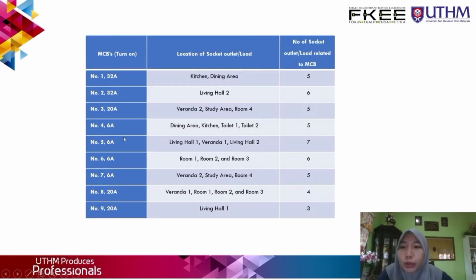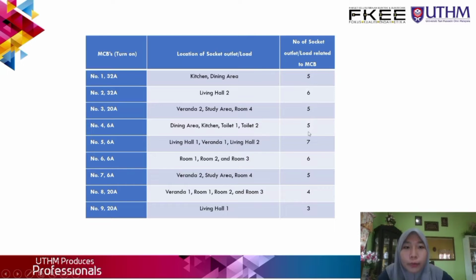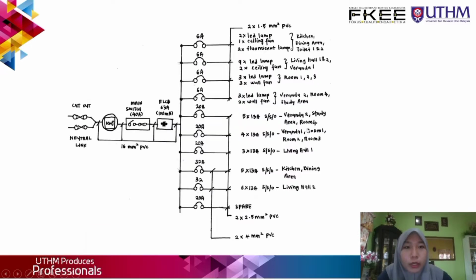Then we go to the next example, MCB number 4, 6 ampere, at the dining area, kitchen, and the toilet, which consists of 5 loads. We can see here for the first 6 ampere, we have 2 LED lamps, 1 ceiling fan, and 2 fluorescent lamps, which makes 5 loads. It is at the kitchen, dining area, and toilet 1 and 2.